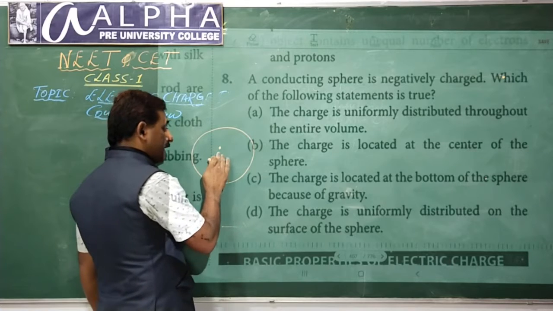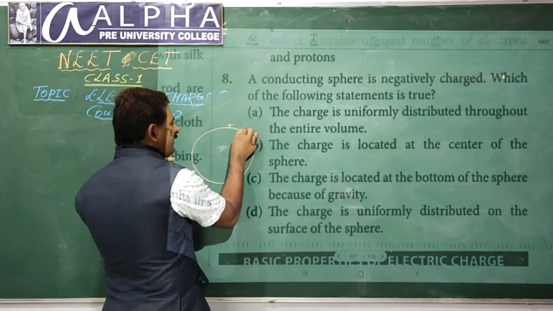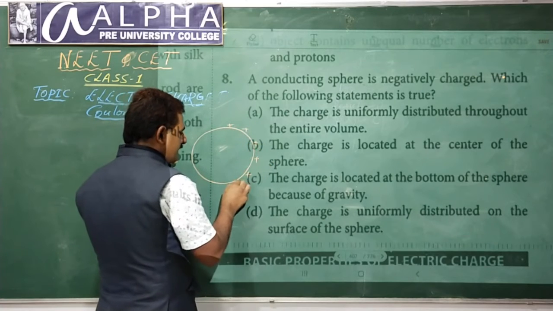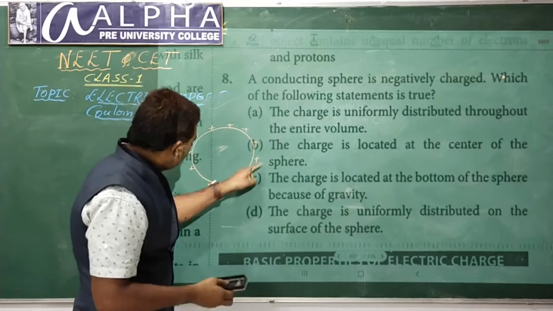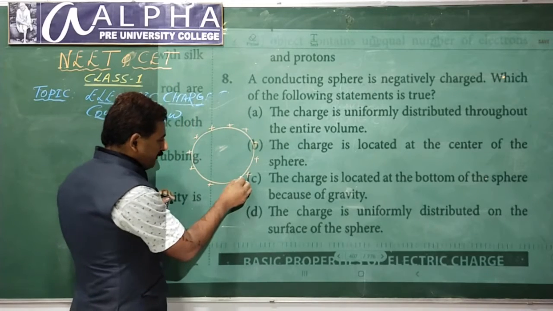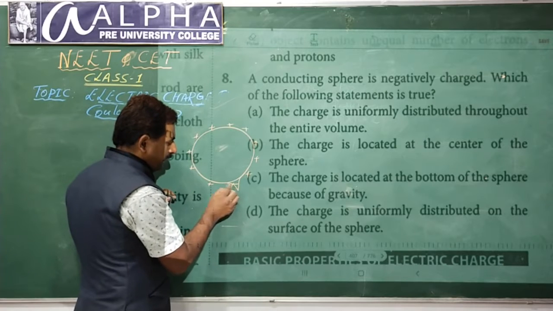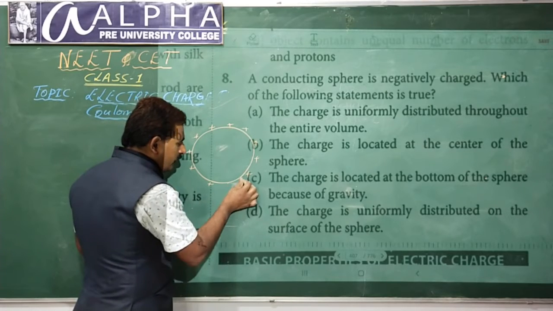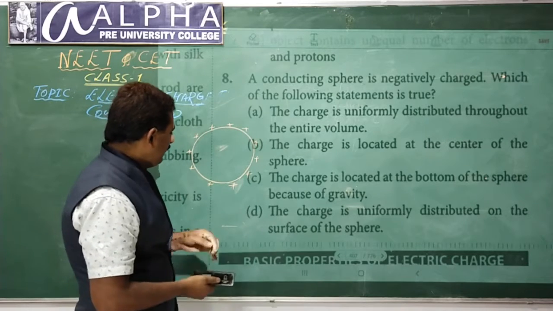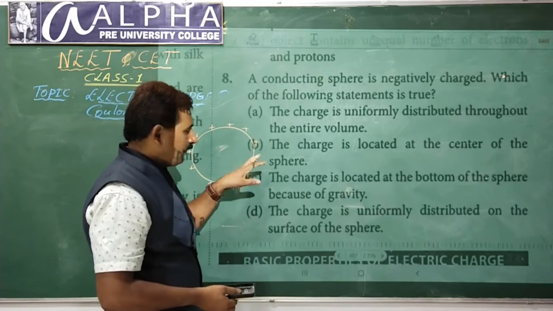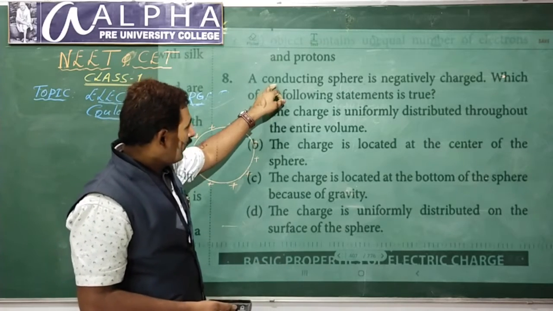What is the property I explained to you? Charges, because of mutual repulsion, come over the surface like this. Charges get distributed uniformly all over the surface if the surface is uniform. If there is some spike somewhere like this, more charges will accumulate here. But it is uniform all around the same surface. That's why charges get distributed uniformly where? On the surface.